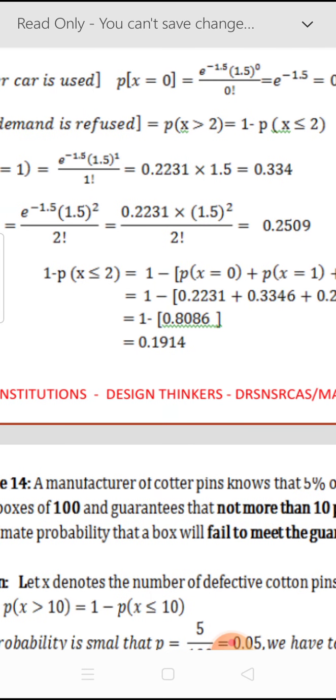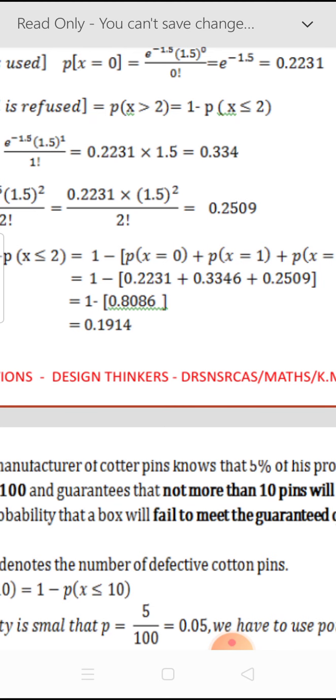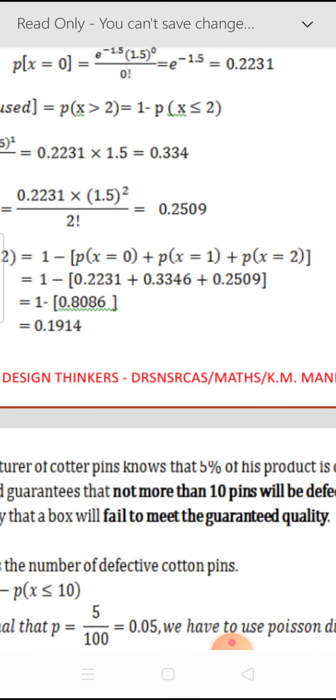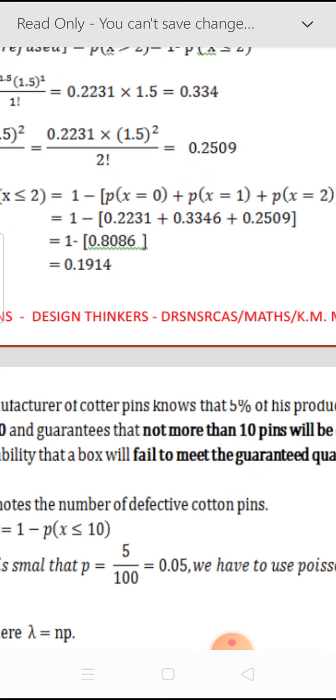But we need the probability for x is equal to 0, that is equal to 1 minus probability of x less than or equal to 2. Now you substitute these values, probability of x equal to 0, probability of x equal to 1 and probability of x equal to 2. Add these three values and subtract it from 1, you will get the probability that some demand is to be refused on that particular day. That is equal to 0.1914.